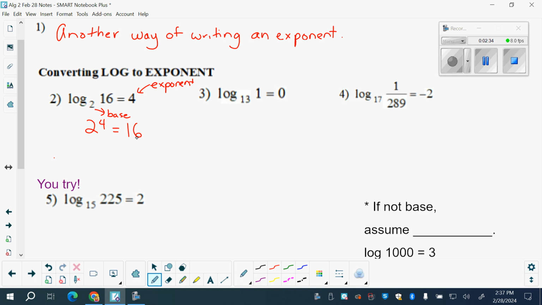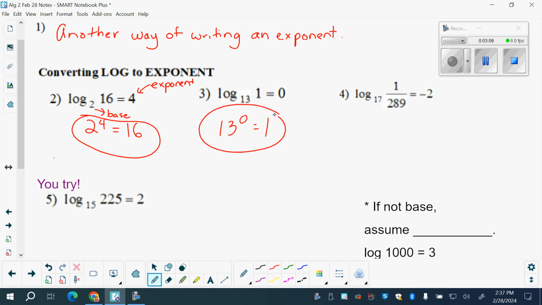Okay, so this is just our answer here. Rewriting in exponential form is 2 to the 4th equals 16. Is 2 to the 4th equals 16 a true statement? Yeah. So if it's not, then you've done something wrong, because it should be a true statement. Okay, so my base on number 3 is what? 13. And so this 0 is your exponent, and then the 1 is the answer. So 13 to the 0 is 1. Does that make sense? Yeah.